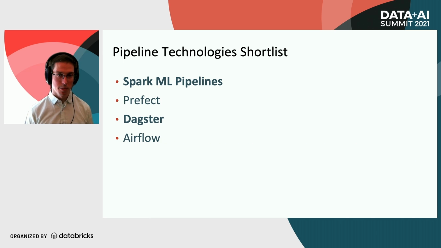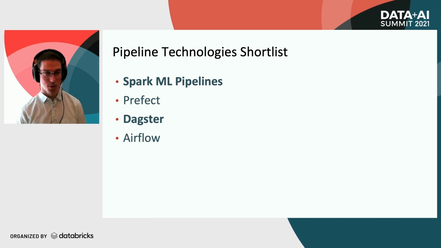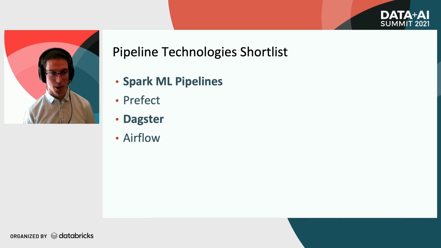So let's talk quickly about our pipeline technology shortlist. We've got 4 on here, and they're not really in any particular order, it turns out. The first one we looked at was PySpark ML pipelines. And that's just because that's been around forever. It's deeply integrated into Spark. And frankly, it works really well. It's very repeatable. It has a good user base. So we started there, we started playing with it.